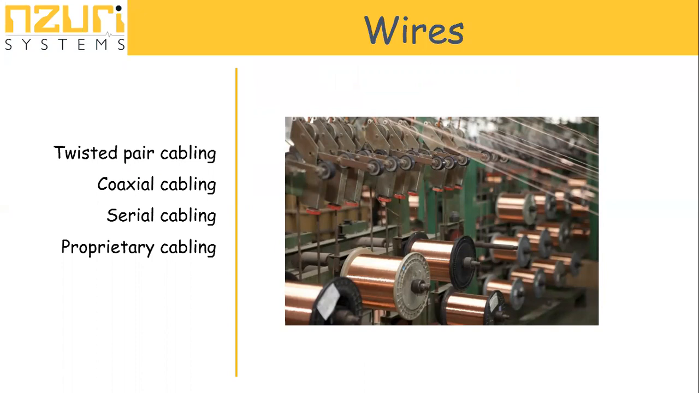So wires or cables. Cables, when it comes to networking, come in various types. Usually we have twisted pair cables, which we'll see soon. We have coaxial cables. We have serial cables. Then we have the proprietary cables. When we say proprietary cables, these are specific cables that have been designed by manufacturers for specific types of connections. That's what proprietary cables are. We'll see some of them as we go along, but before then, let's have a quick look at Ethernet.